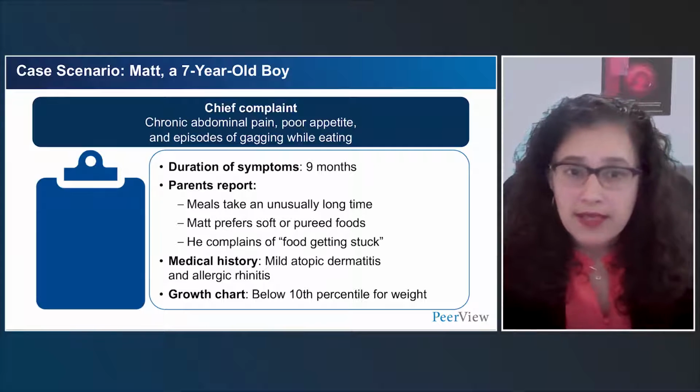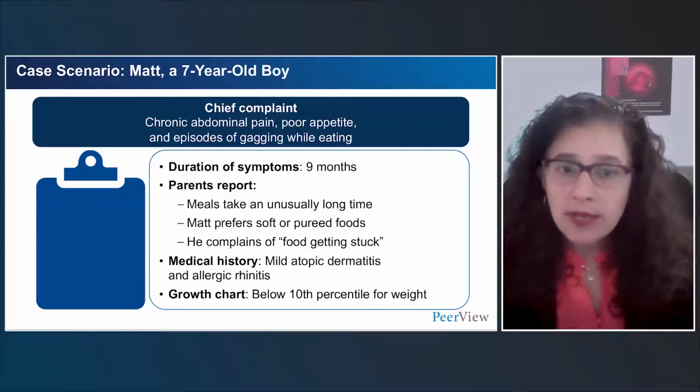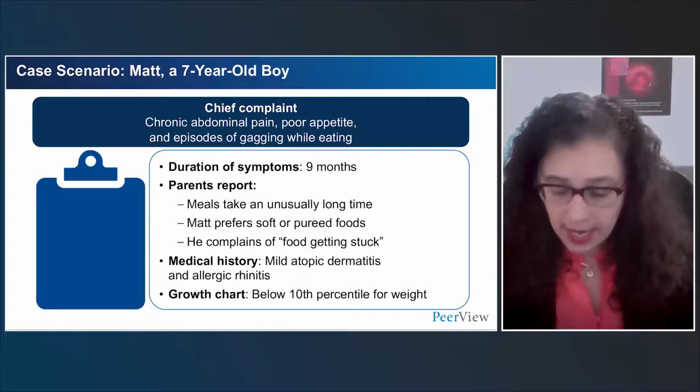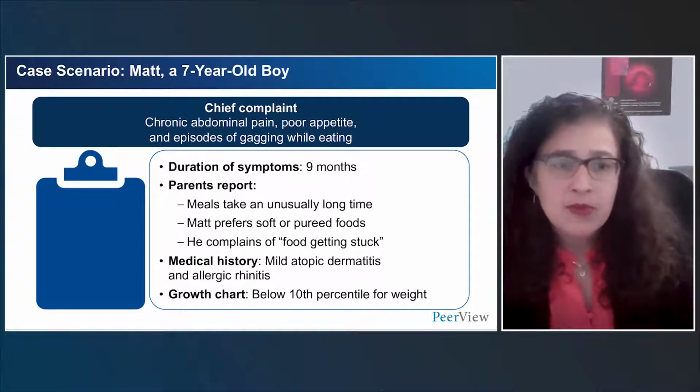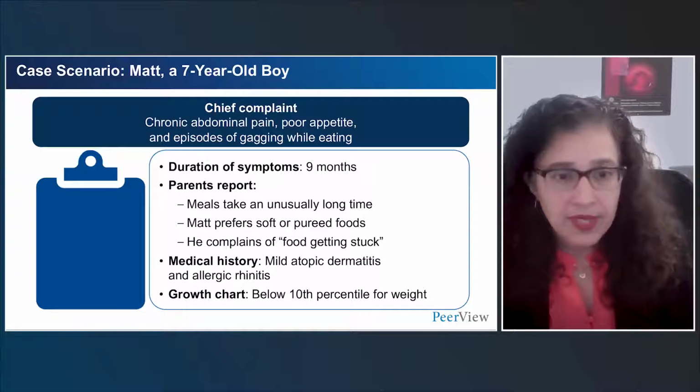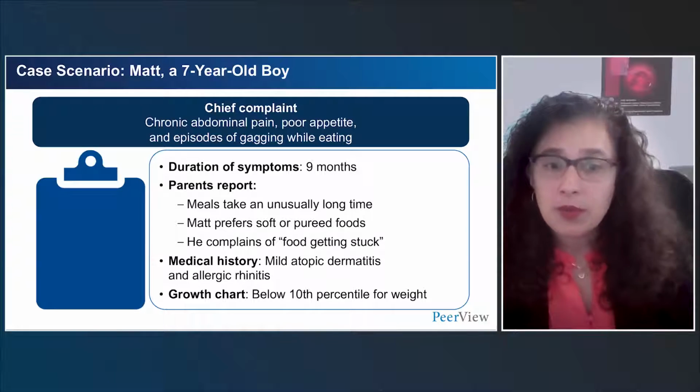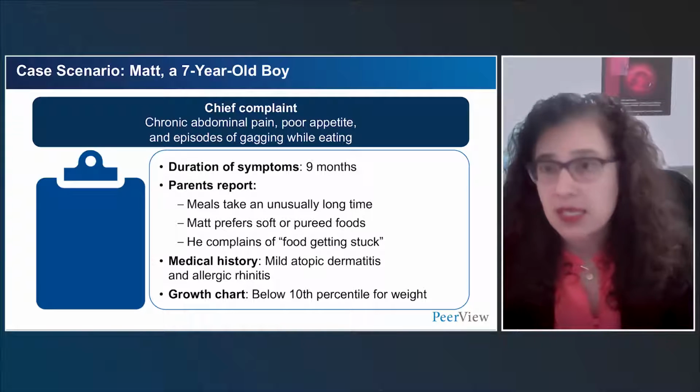This is Matt, a 7-year-old boy. He has chronic abdominal pain, poor appetite, and episodes of gagging while eating. He's had these symptoms for 9 months. His meals take an unusually long time. He prefers soft or pureed foods, and he complains of food getting stuck.